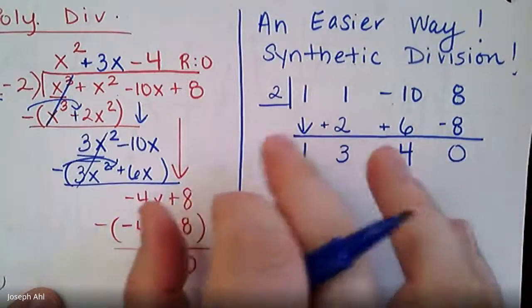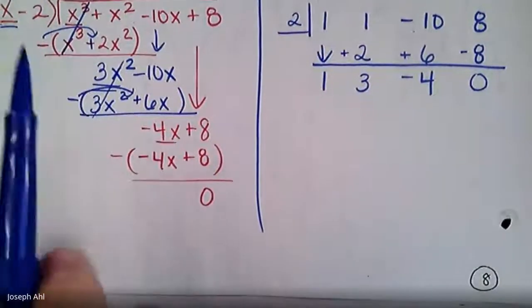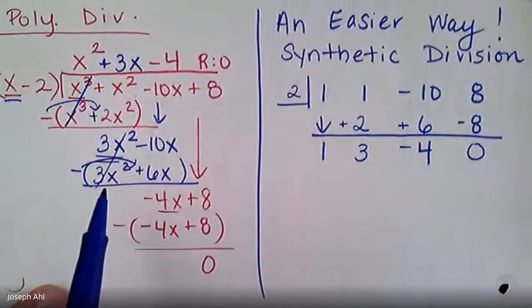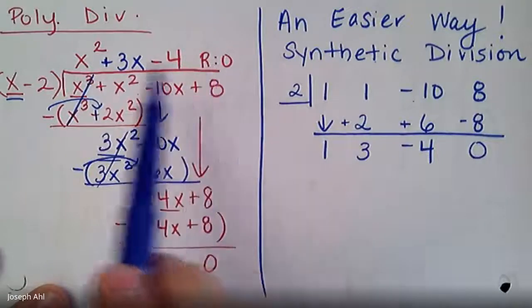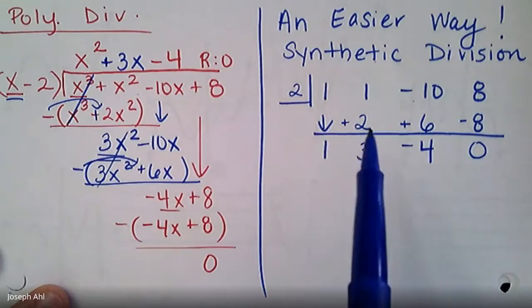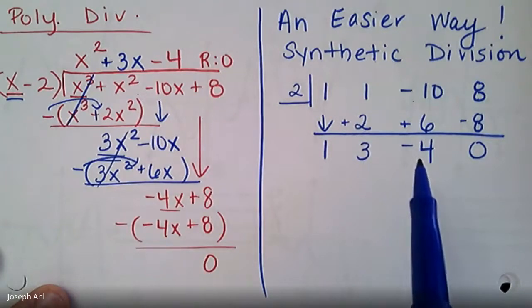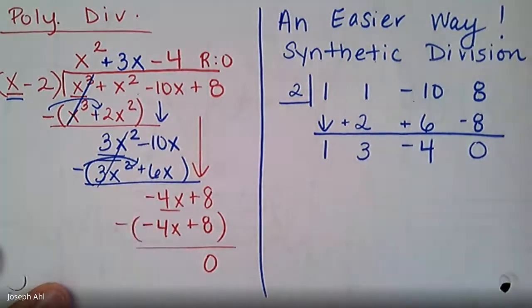So you may not quite understand yet how it connects to all this mess from over here. But start looking at what the result was, right? Here was the result. We had this polynomial with a remainder of 0. Do these numbers look familiar at all? 1, 3, negative 4, 0. I bet you're starting to figure it out.